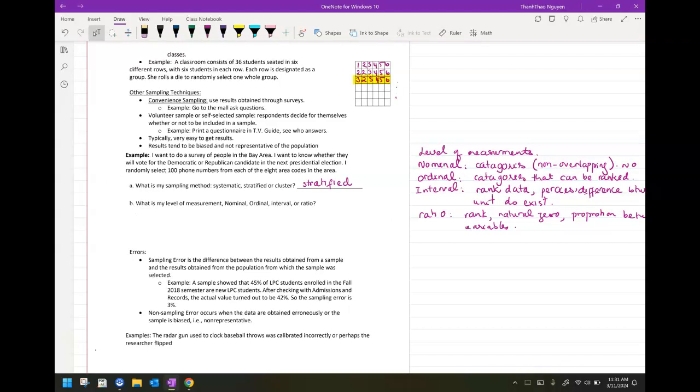So here, I want to do a survey of people in the Bay Area. I want to know whether they will vote for the Democratic or Republican candidate in the next presidential election. I randomly select 100 phone numbers from each of the 8 area codes in the area. So, and then I'll take a sample. The level of this measurement is nominal.